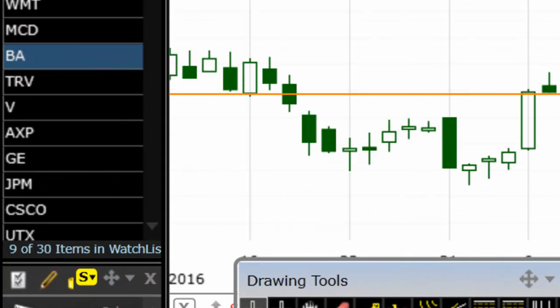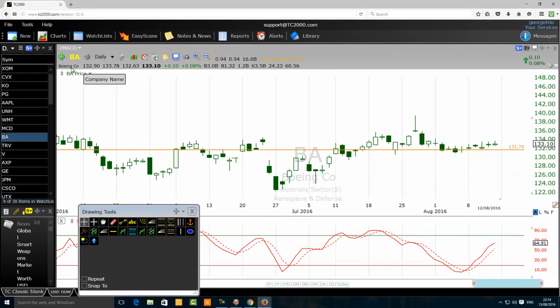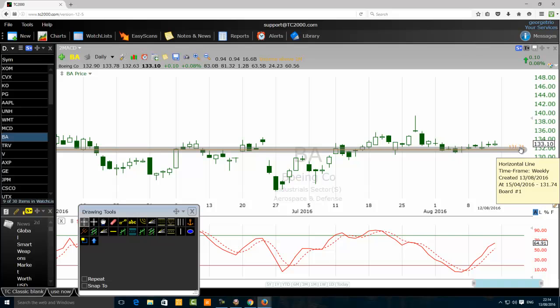The next component is Boeing. The ticker is Bravo Alpha, BA. This is one of the market leaders for the Dow Jones Index. And the short-term equilibrium price level for Boeing is 131.74.